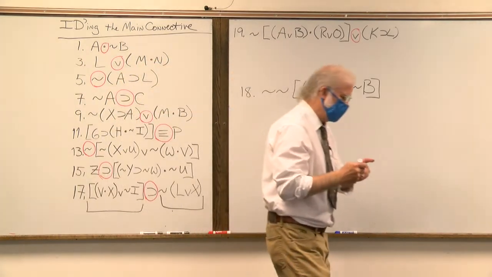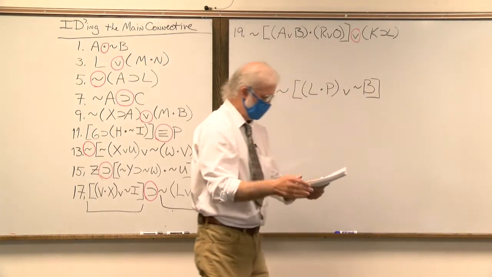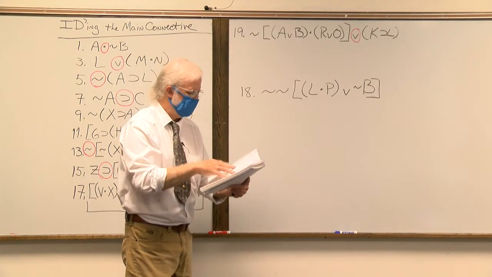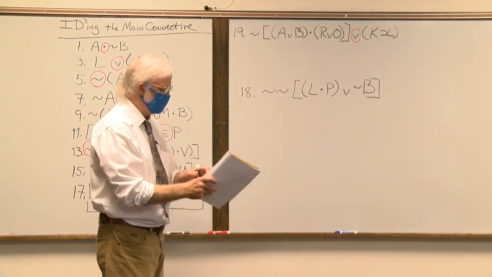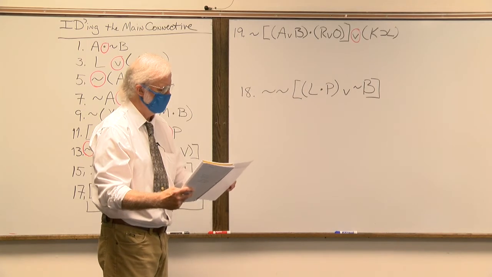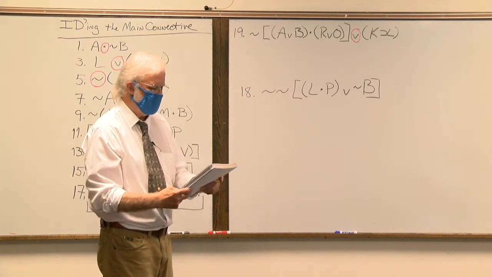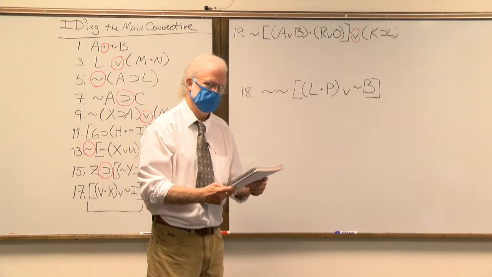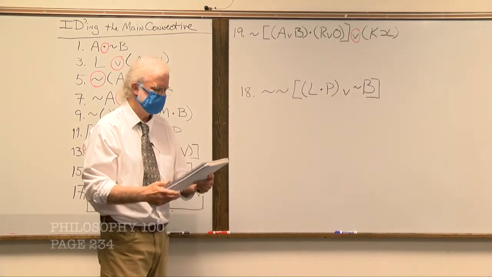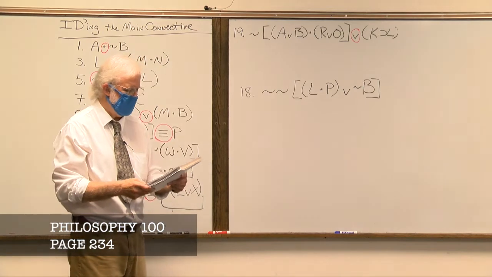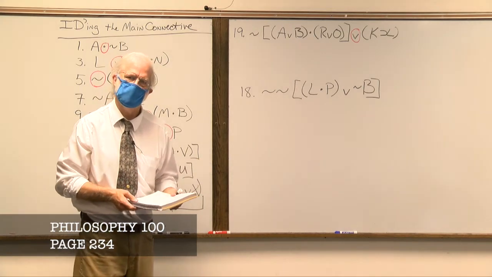Okay, so that completes the exercises on identifying the main connective. That was Roman numeral number 1. Now what I want to do is to go to Roman numeral 2 on page 234, and we're going to do the odd numbered ones to number 23.